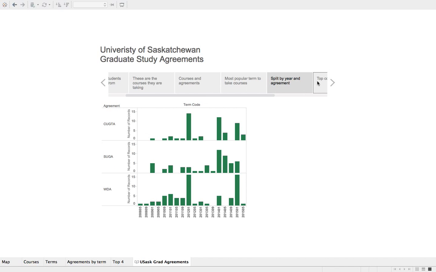My next step was to split each term by the year. In this visual, I am showing all three agreements stacked on top of each other so that the user can easily compare the terms and agreements with each other. They can easily see that in January 2012, the Western Deans Agreement and the Canadian University Agreement brought in a large number of students. They can hover over these bars for more information to see the actual numbers of students that came on each agreement for each term.